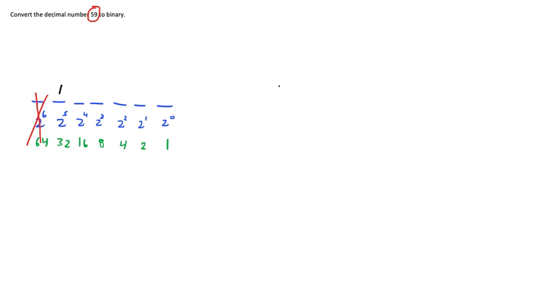Now let's figure out what's remaining. 59 minus 32 is 27. So now we've got to figure out how many times 16 goes into 27 without going over. That's just going to be once. Then we'll do the same. We'll subtract 16, so we get 11. The next place value is 8. How many times does 8 go into 11 without going over? That's just once. So we'll subtract that and we get a 3 here.